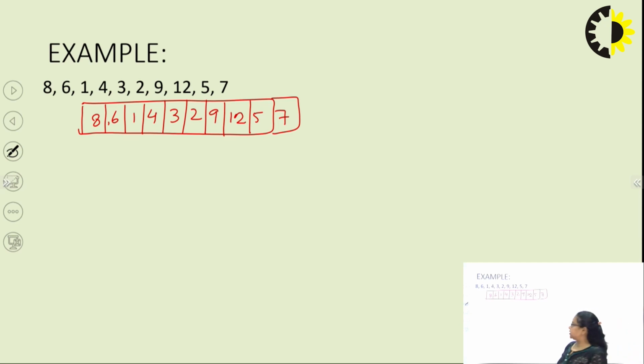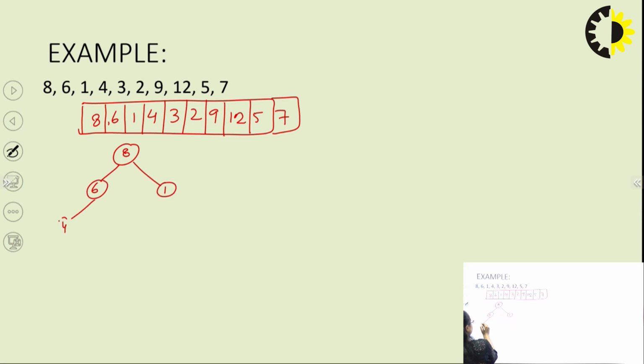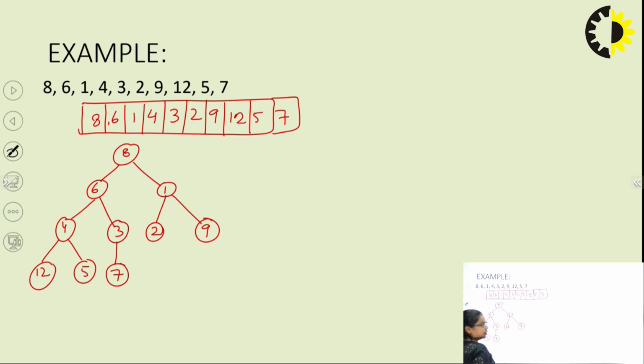In the case of max heap, if it is generated, it becomes 8, 6, 1, 4, 3, 2, 9, 12, 5 and 7. Fine. After generating it into a tree form, you can check that all the nodes have at most 2 children except the leaf nodes, right? Then after generating it, we have to call the heapify function.